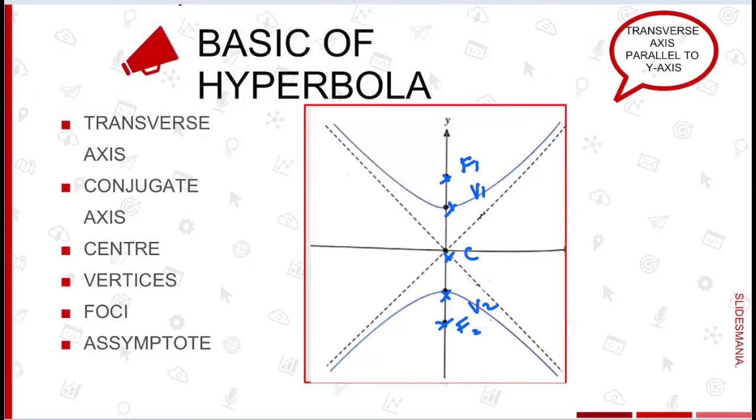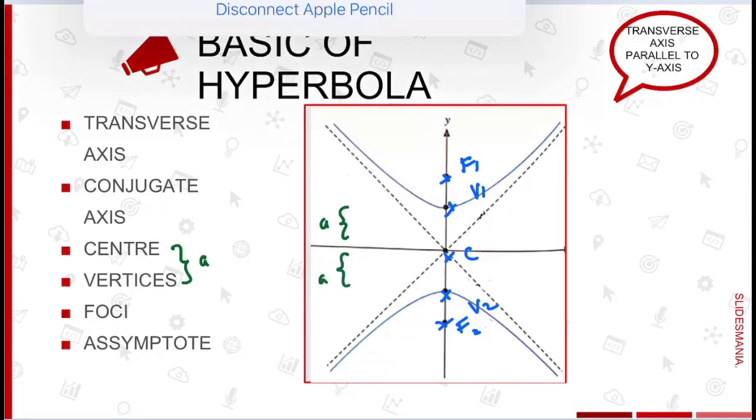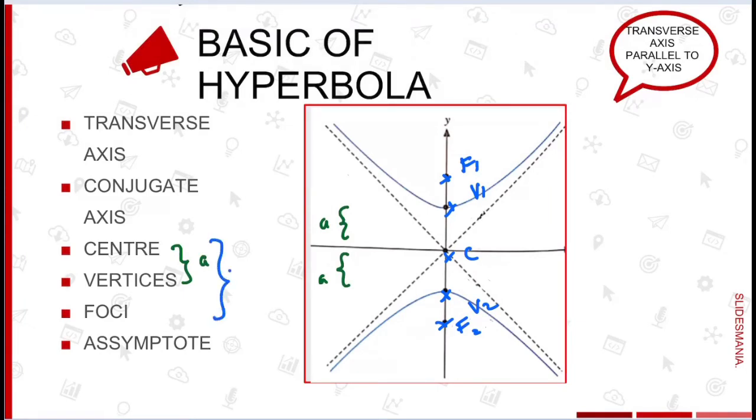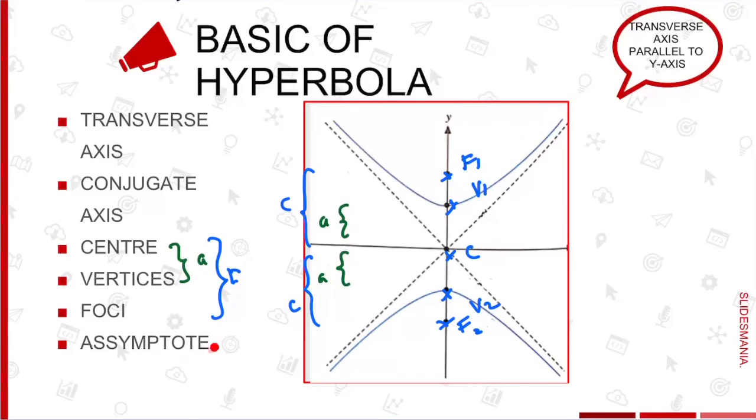Now let's see the distances. Center to vertices, the distance is A. Let's write here, this is our A. Then center to foci, this is C. So the distance here is C. For the next one, we can now find our asymptote. The asymptote is associated with our co-vertices. The distance between our center and co-vertices is B.